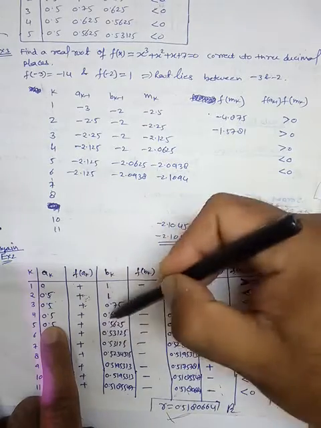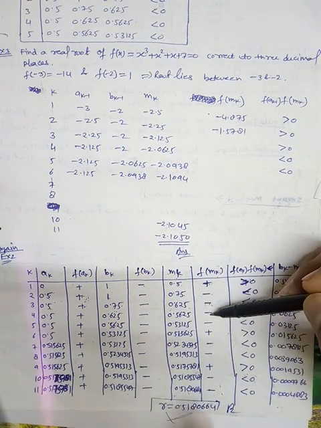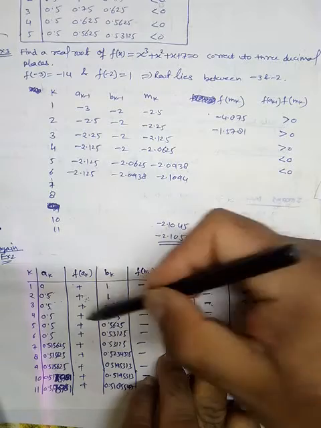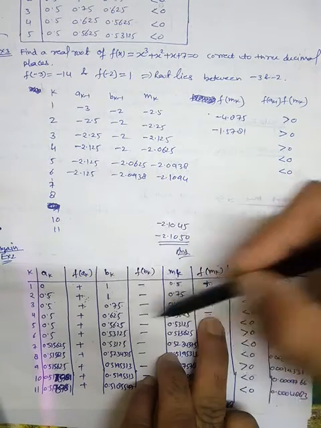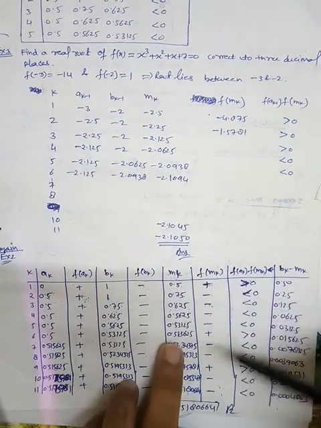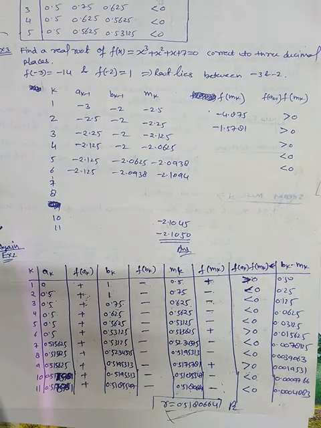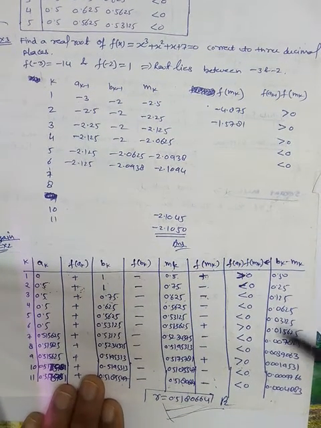Take the midpoint of these two, which is this. Find out the functional value at this point, which is negative. So this is negative, this is positive. So the next interval is 0.5 and 0.625. This is the midpoint, and slowly you will see that we are moving towards the root. So this interval is shrinking, regularly shrinking.